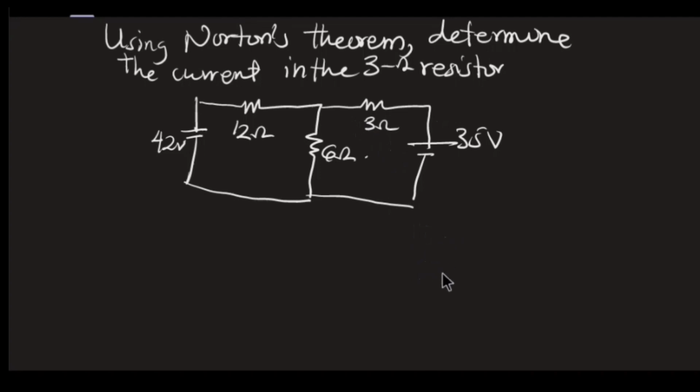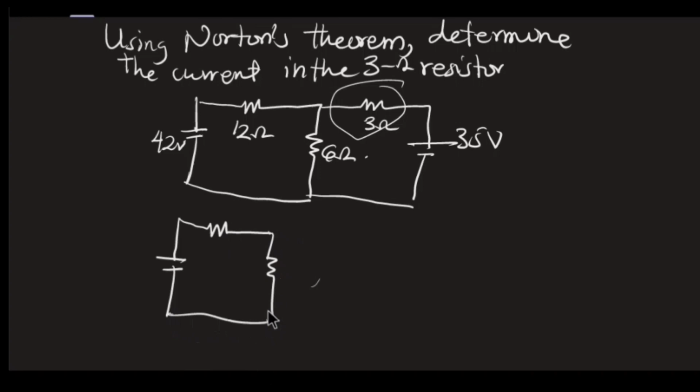So the first step, we are going to remove the resistor from the circuit and make 2 terminals. This is the resistor we want to find the current through, so remove this resistor. So you have the 42 volts, the 12, then the 6, the 12 here, and the 42 volts. And here, I'll remove my resistor, then this is the 35.